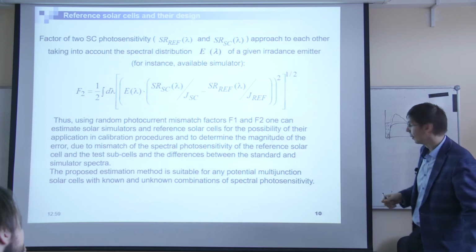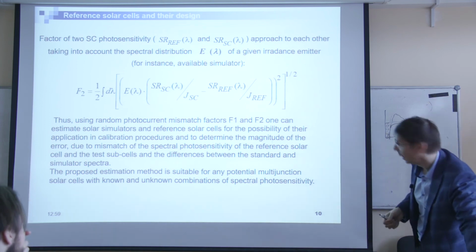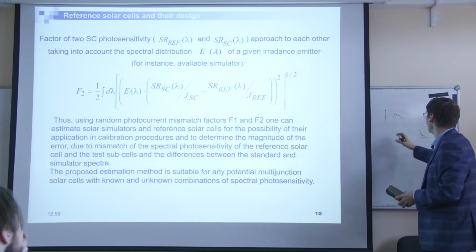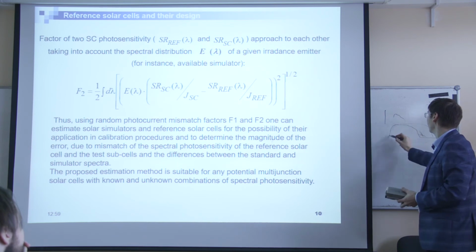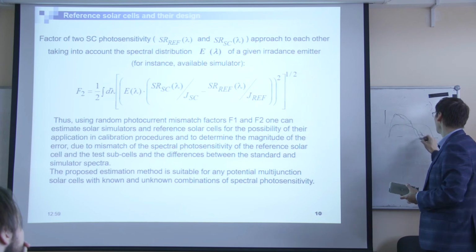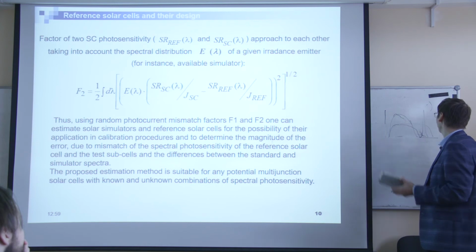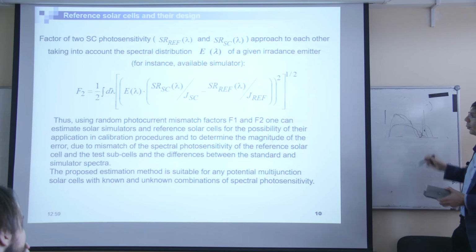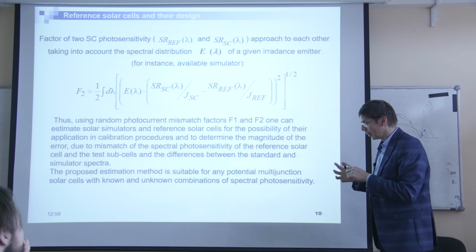On the contrary, if you have two identical spectra like this, one like this, another one like this, for such a simulator, no problem. But if the simulator had some intensity here, you would get a huge problem. And using this formal parameter, we can estimate it.